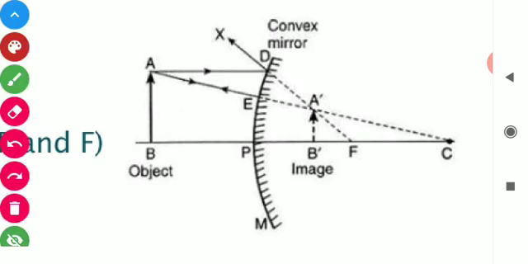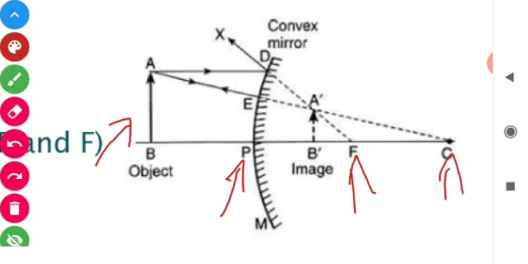Now here you can easily see where the object is placed. The object is placed before the mirror. This is the pole of the mirror, this is the focus of the mirror, this is the center of curvature of the mirror, and the mirror is a convex mirror. Now students, this AB object is placed in front of the mirror, and we have to make the image of this object.